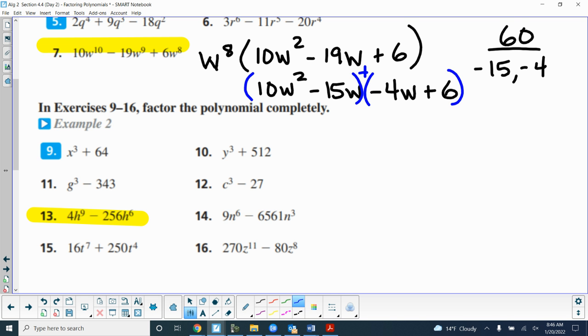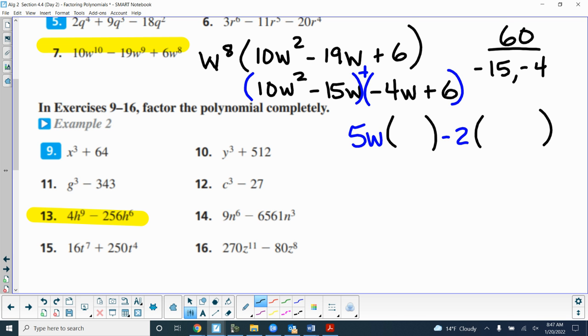What's the GCF for the first group? 5w. What's the GCF for the second group? Negative 2. Whenever that third term is negative in our group, pull out the negative sign. All right?